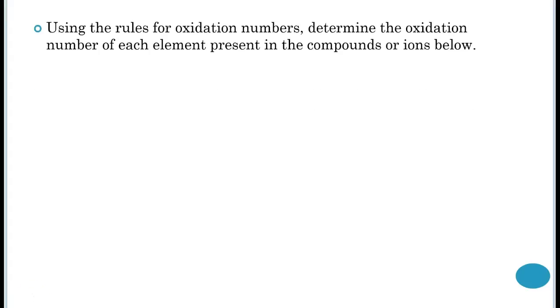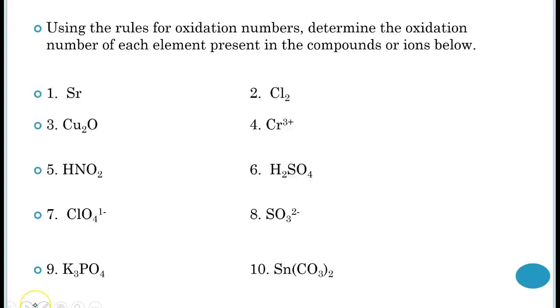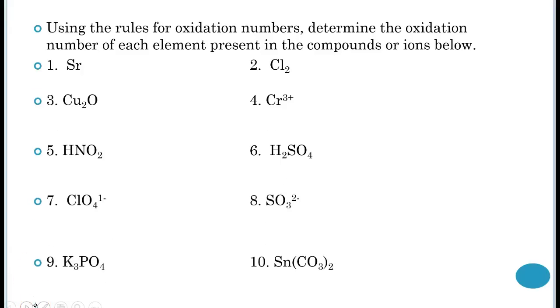That's all. So, using the rules for the oxidation numbers, I want you guys to practice: determine the oxidation number of each element present in the ions or compounds below. For the first one, I'm looking at that. I see an element. I don't see a charge on it. Boom. I'm going to say that's 0.